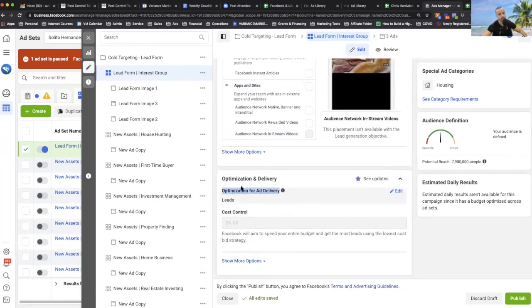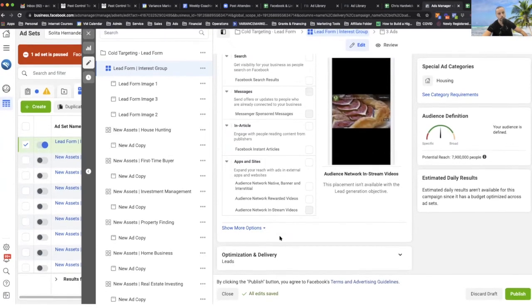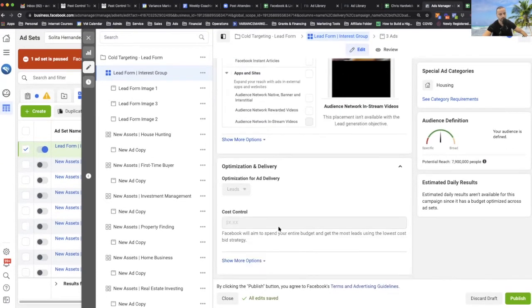Now, here's where it says optimization for ad delivery. This is very important. When you first start a lead gen campaign, you're going to optimize for leads, okay? It's not going to let you touch it yet. Once you create your lead gen campaign, the only thing it's going to allow you to optimize for is leads. But what you're going to do, Adam, is once you get 20 leads, okay?